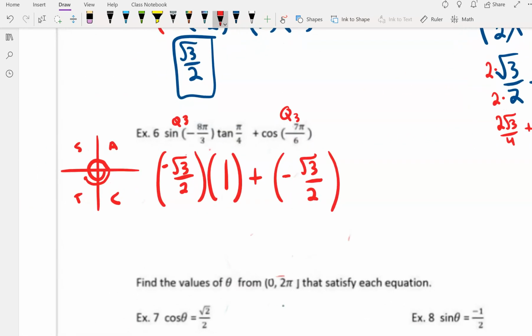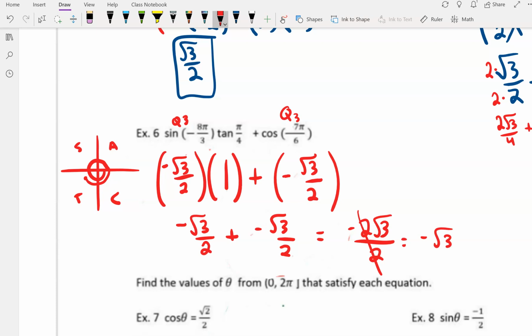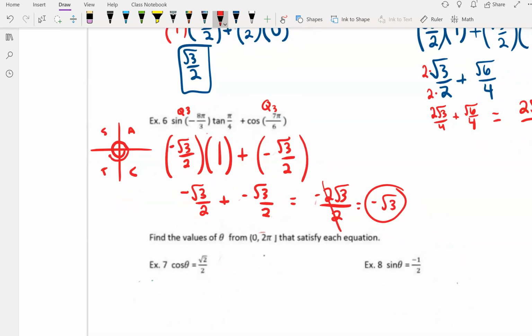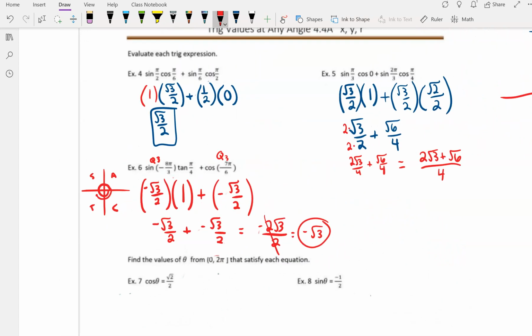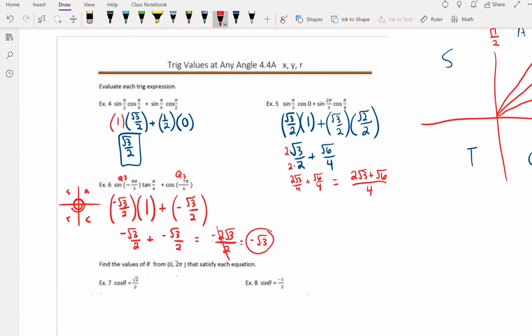All right, now multiply negative root 3 over 2 times 1 is negative root 3 over 2, plus negative root 3 over 2. Add those together and I get negative 2 root 3 over 2. Reduce, I get negative root 3. All right. So pause the video if you need to catch up on anything on this section.